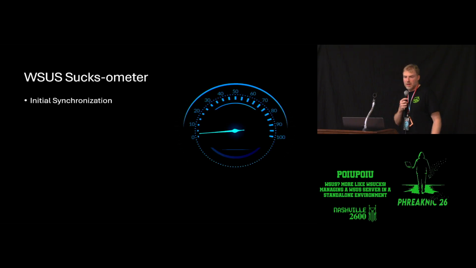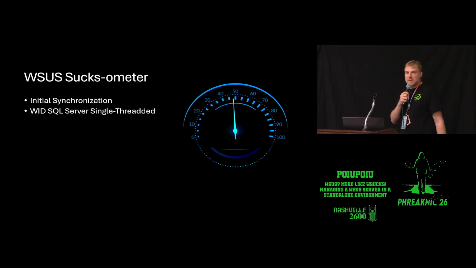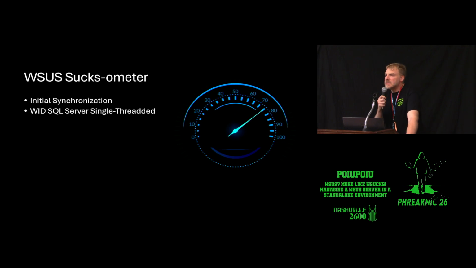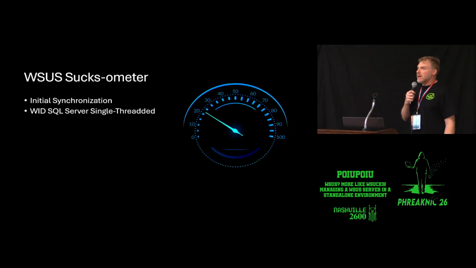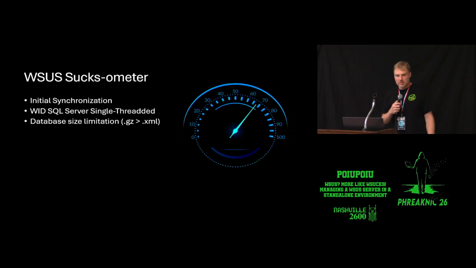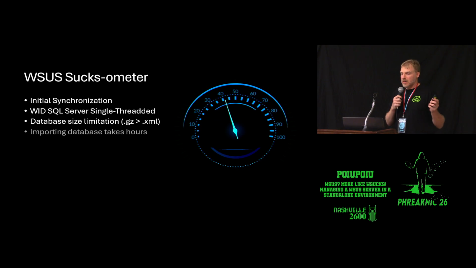Finishing this up, the WSucksometer, the initial synchronization. Why does WSUS suck so much? The initial synchronization is a pain in the butt. It can take forever. WSUS uses the Windows Internal Database, and it is single-threaded, y'all. Like I said, Microsoft has not pushed new updates and new performance, and this is why. It's single-threaded, going back to XP. Why? The database size limitation, where gzip is a lot better than uncompressed.